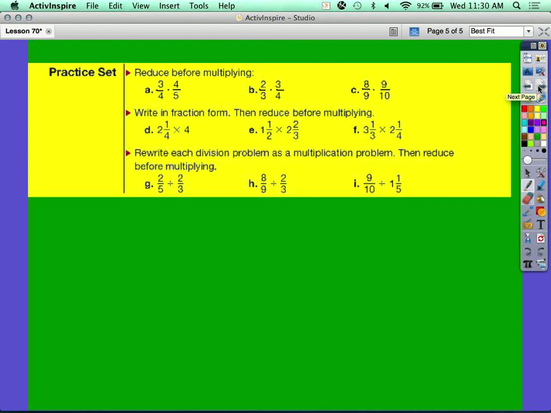Go ahead, try the practice set. Go through it, do what you can, try to reduce everything before you multiply. If you don't reduce before you multiply, or you only do part of the reducing, we still should get the same answer because we have to make sure our answer is reduced. But try to do all the reducing before you multiply. And then we'll go through these, and if we have any questions, we can maybe go through a couple more problems in class.